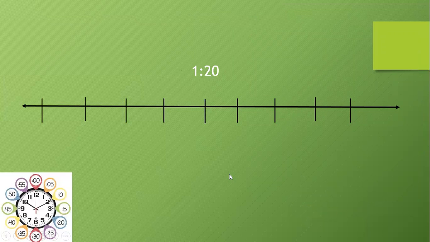So +5, +10, +15, +20. And at the bottom, we're going to count by 5. So let's go 1:20, 1:25, 1:30, 1:35, 1:40. And that's what we came up with before.